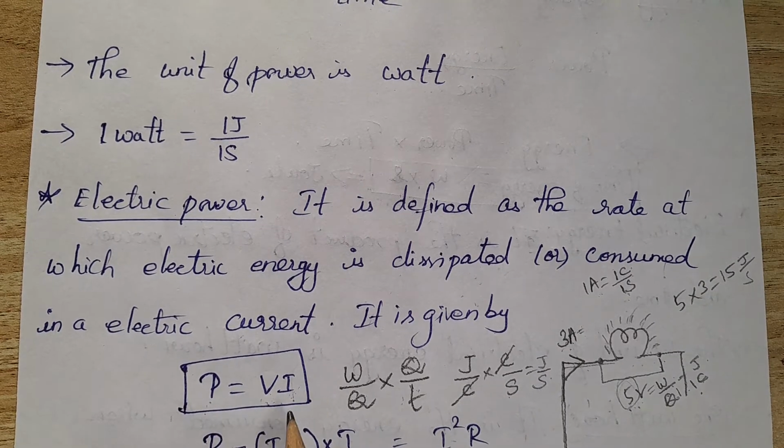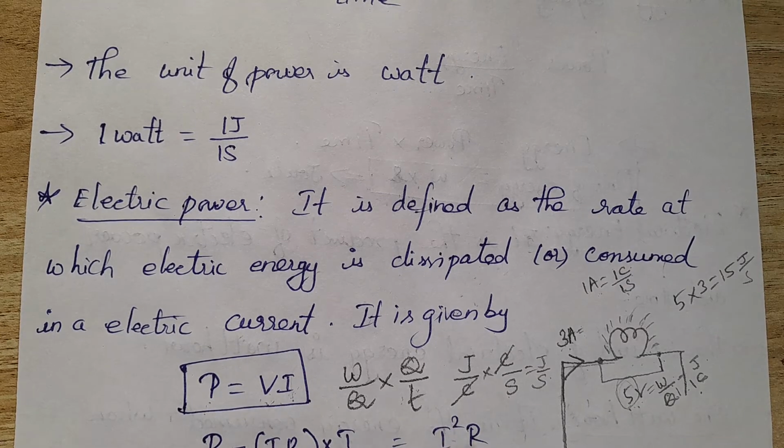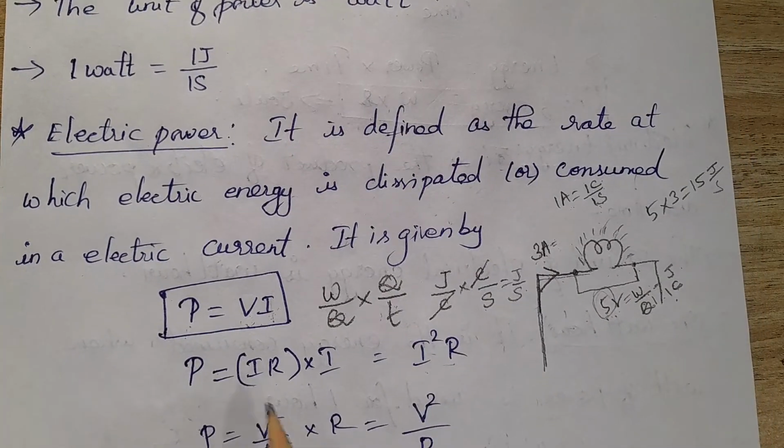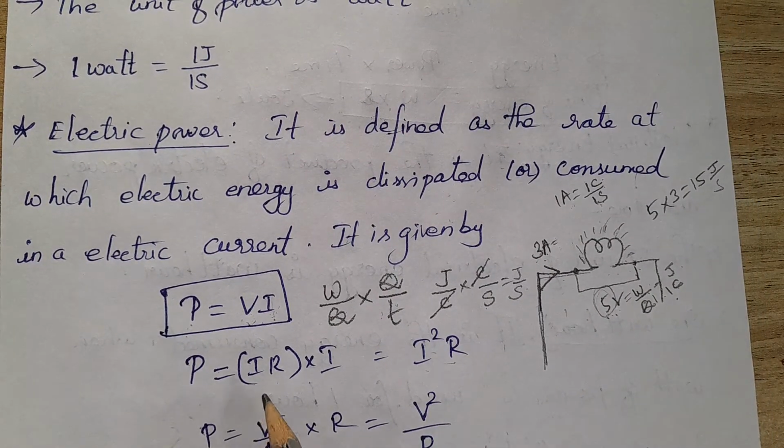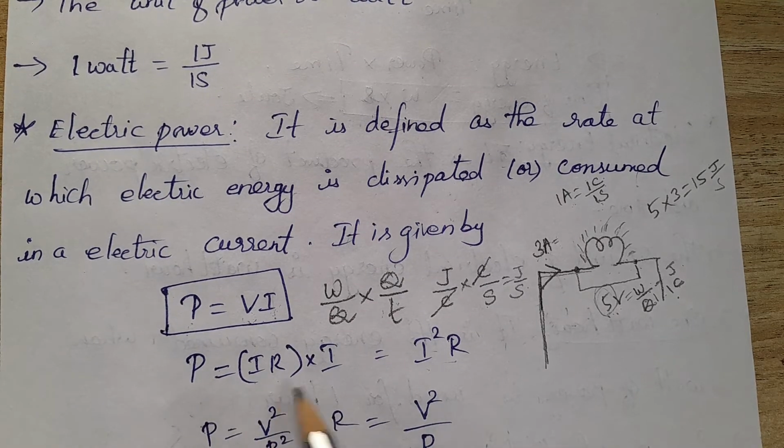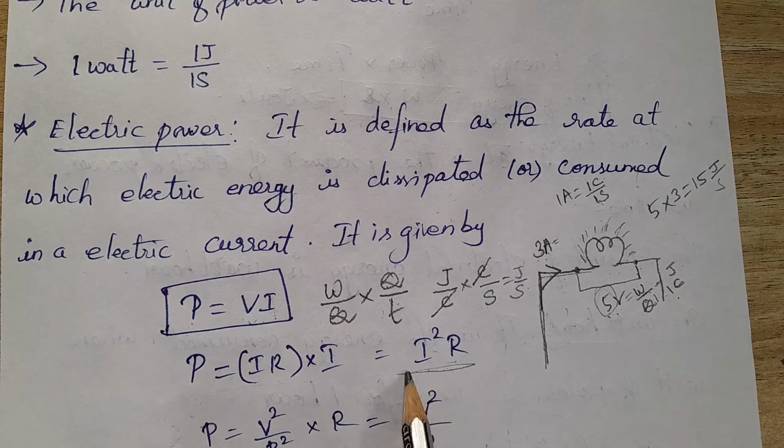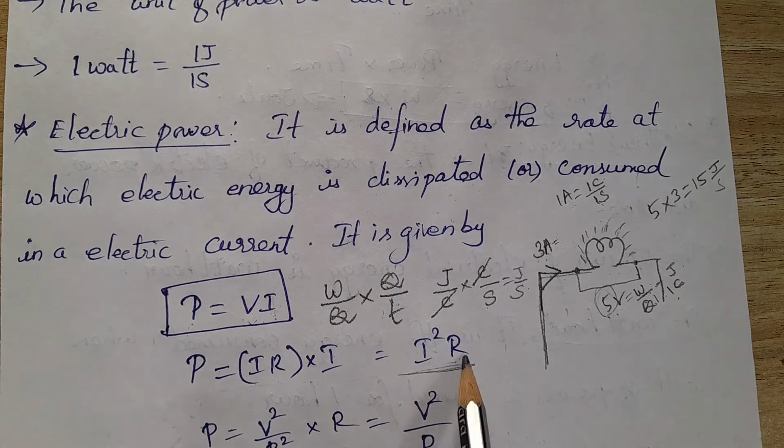If volt is not given and resistance has been given, you can go for this formula. You can substitute V equals IR from Ohm's law, so you can rewrite it as I square R. P equals I square R. You can go for this formula.